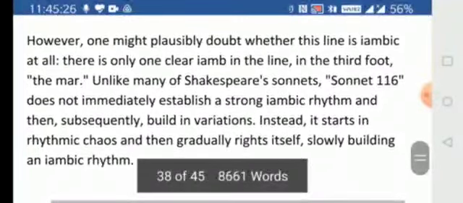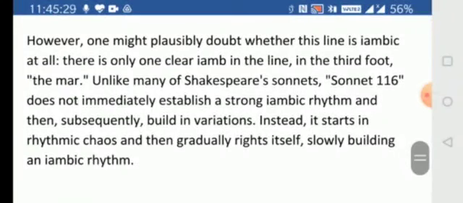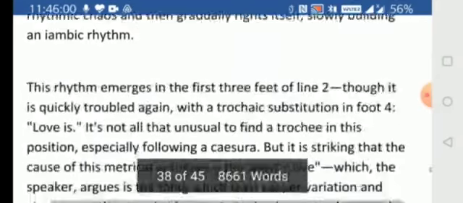However, one might plausibly doubt whether this line is iambic at all. There is only one clear iamb in the line, in the third foot, "the mar." Unlike many of Shakespeare's sonnets, Sonnet 116 does not immediately establish a strong iambic rhythm and then subsequently build in variations. Instead, it starts in rhythmic chaos and then gradually rights itself, slowly building an iambic rhythm.